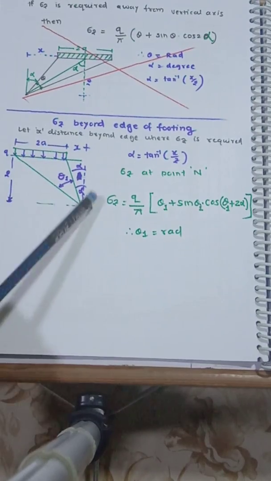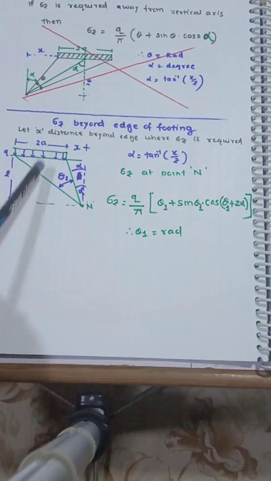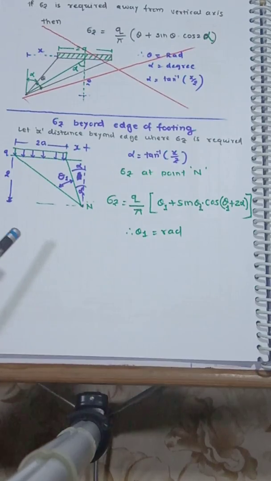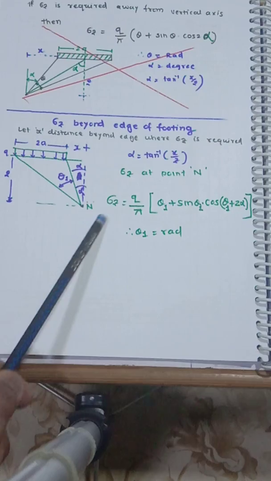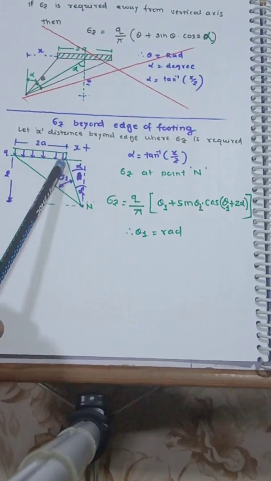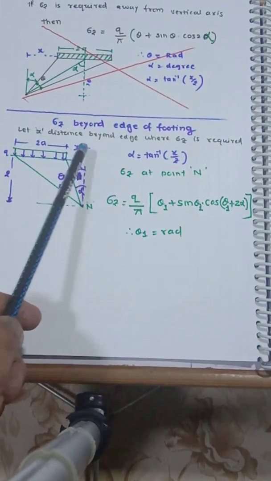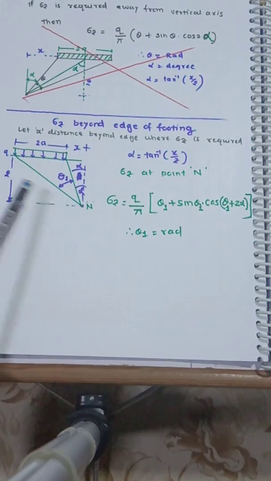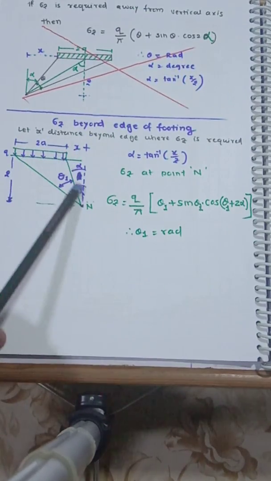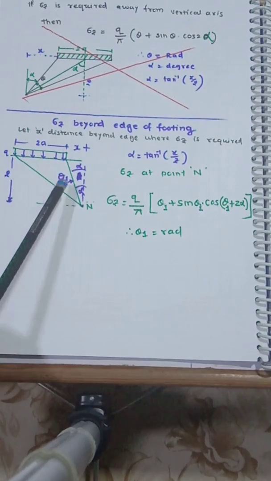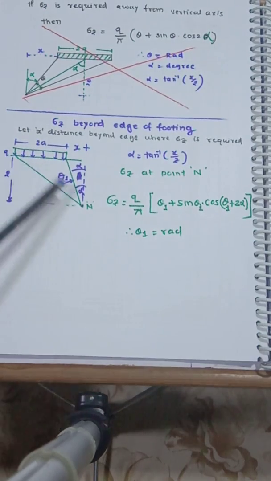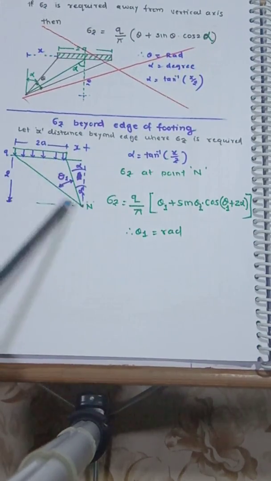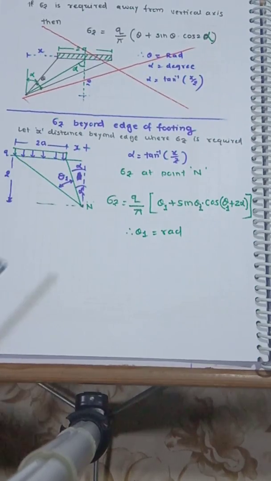Now suppose I require the stress at any distance away from the center. So if I require it away from the center, let us say this point N where sigma z is required, and it is at a distance x away from the edge. Okay, so joining these two corners, it makes an angle theta 1, and with vertical the angle is alpha. So the required point is away from the center. Again, the depth is constant.